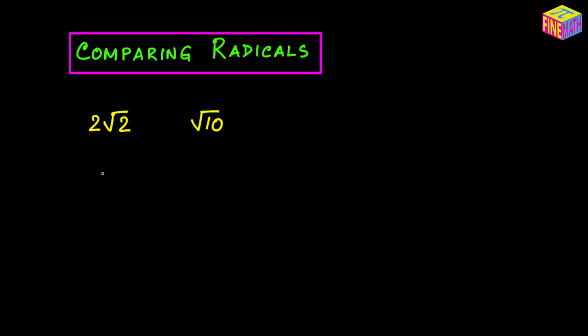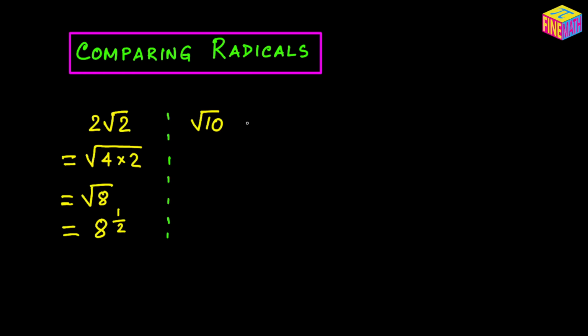So let's talk about the first one here. This first term right here is equal to the square root of, if I bring the 2 inside, the 2 will go inside as a 4, and then 4 times 2, so this will be the square root of 8, and that would be equal to 8 to the power half, right? And similarly, the square root of 10, here I am writing right here on the side, is actually 10 to the power half. So now you see that our first number is 8 to the power half and the second number is 10 to the power half. Then obviously the second one is the larger one.